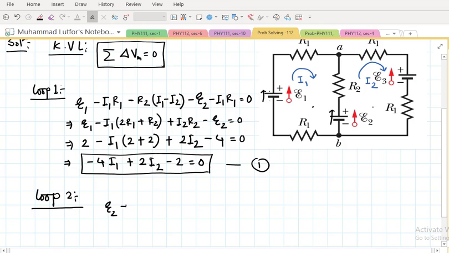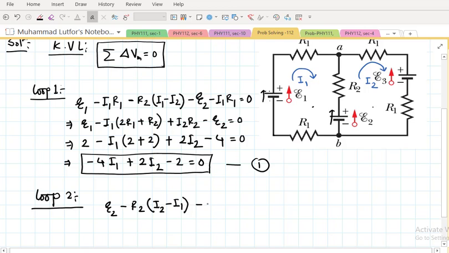Fine. Now the voltage drop across R2 would basically be R2 times the net current. Since right now I am considering loop number 2, I'll give the priority of the current to I2. It should be I2 minus I1. In the previous case, we wrote I1 minus I2 because I was working with loop number 1. Now I'm working with loop number 2, so I give priority to the current I2 minus I1. That is the voltage drop across R2.